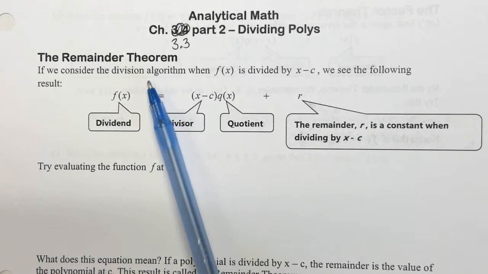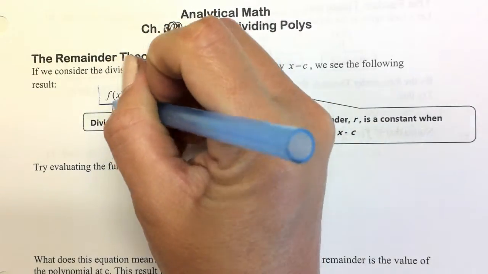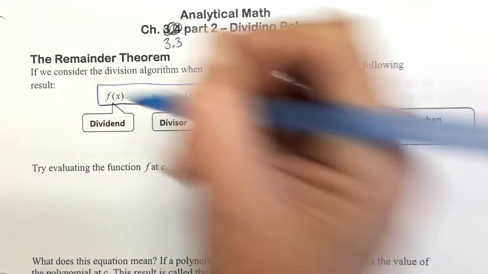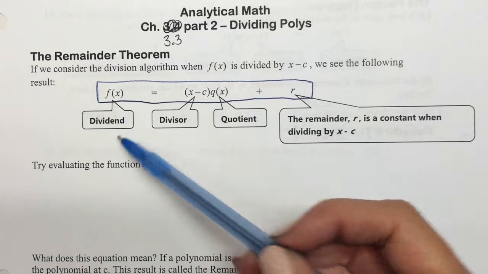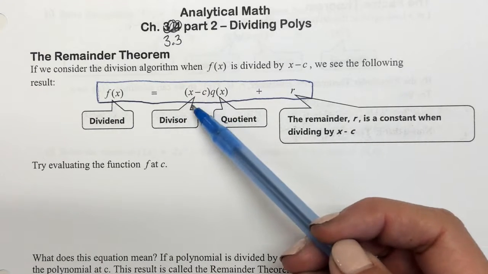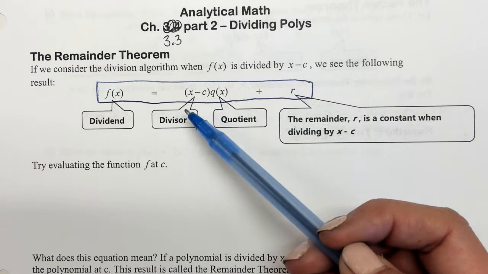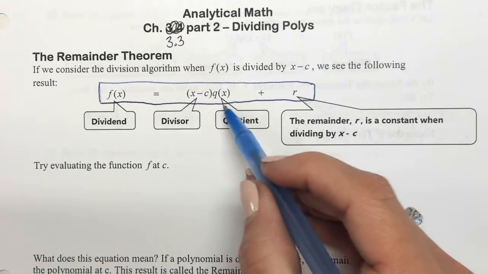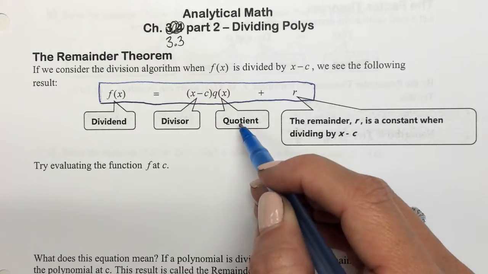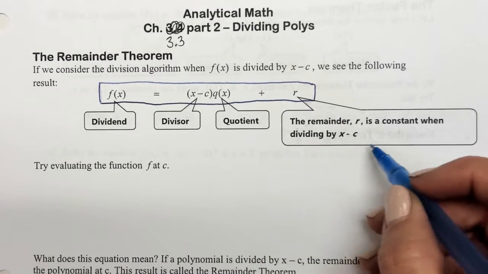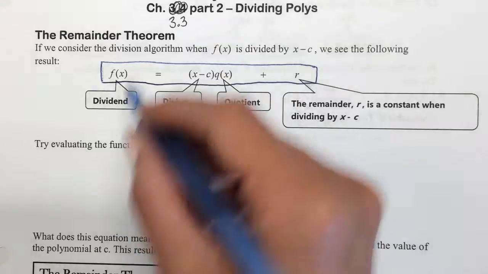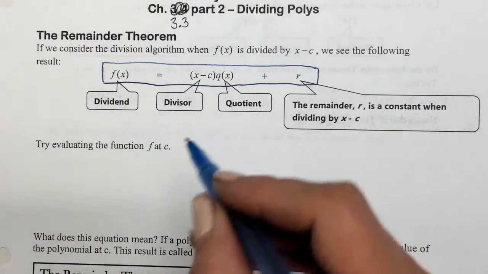The remainder theorem. I want you to box in this equation. This is the one we're going to talk about. This says f of x equals (x minus c) times q of x plus r, where x minus c is going to be the divisor. That's what goes on the outside, if you remember. Q of x is going to represent our quotient, and r represents the remainder. What I want to do first is evaluate this function at f of c.